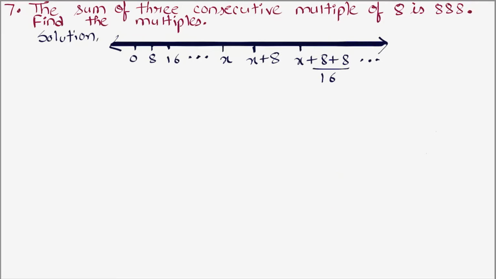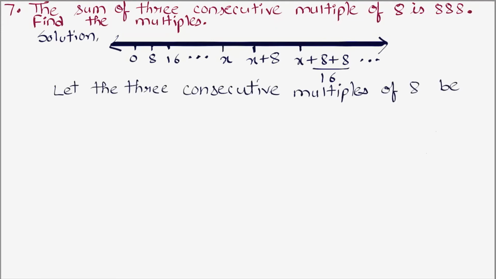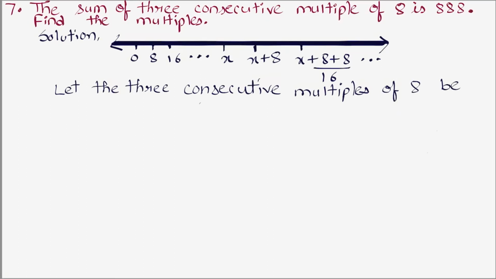So in this way we consider a base number, and to get the multiple of 8 we add 8 to the base number to get the next multiple of 8, and each time the resultant number is added with 8 in order to get the next continuous multiple of 8. Now similarly we have considered the base multiple here as x. Let the three consecutive multiples of 8 be x, x plus 8, x plus 16 respectively.